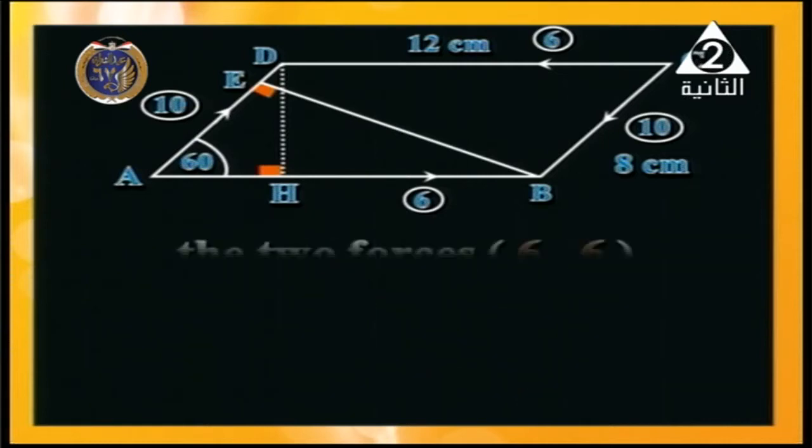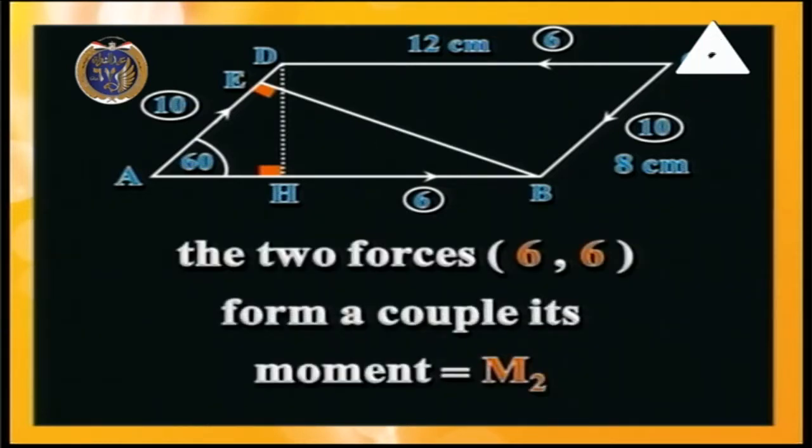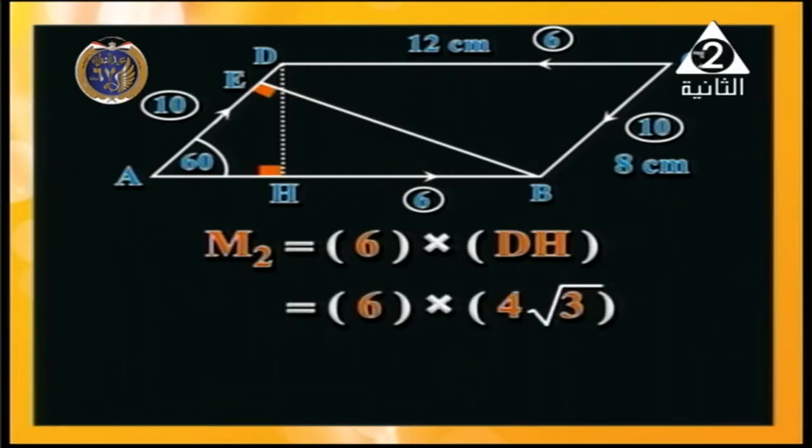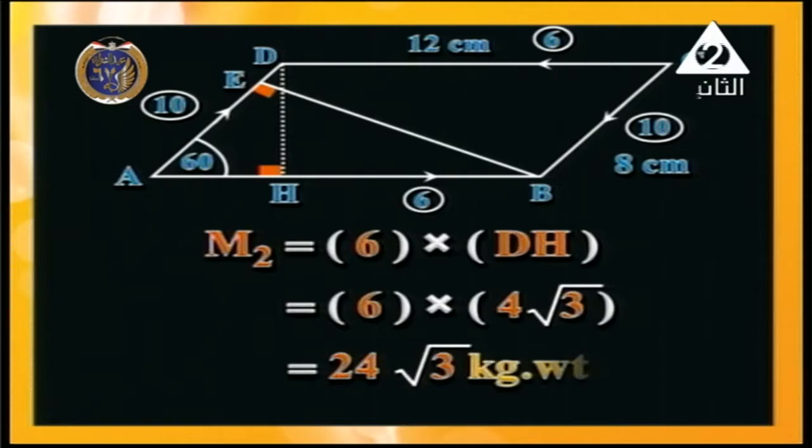The two forces 6 and 6 form a couple. Its moment is M2. M2 equals 6 times DH, which is 6 times 4 root 3, equals 24 root 3 kilogram weight centimeter.